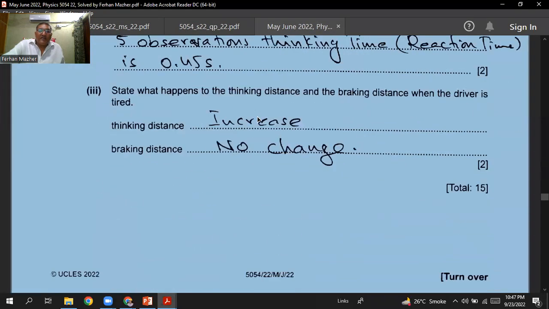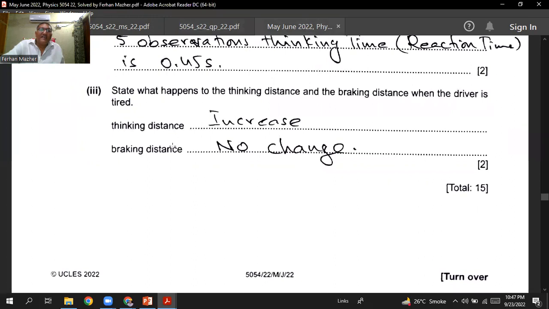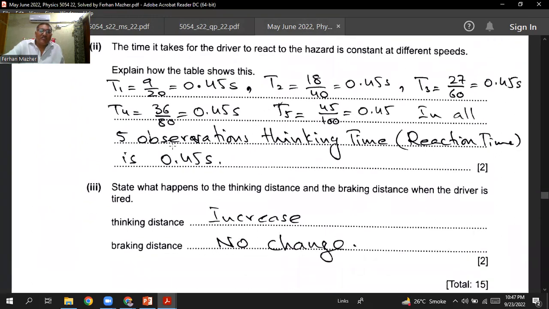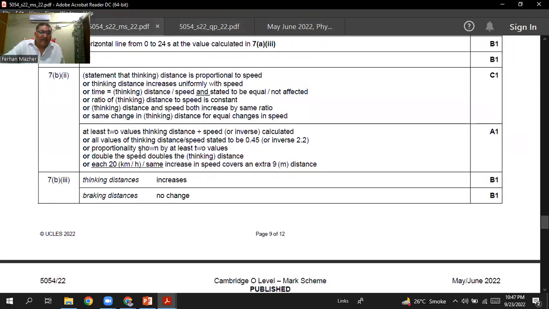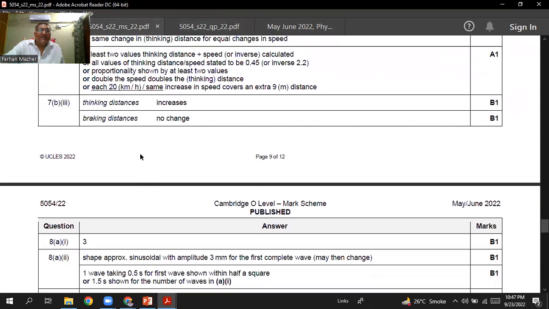So let me show you my written answer. So it will increase and there will be no change. Let's have a look at the marking scheme. Increase and no change. So our answers are right, sir.